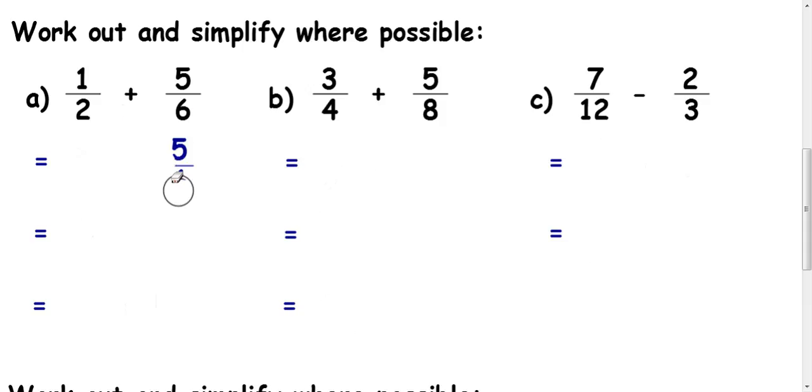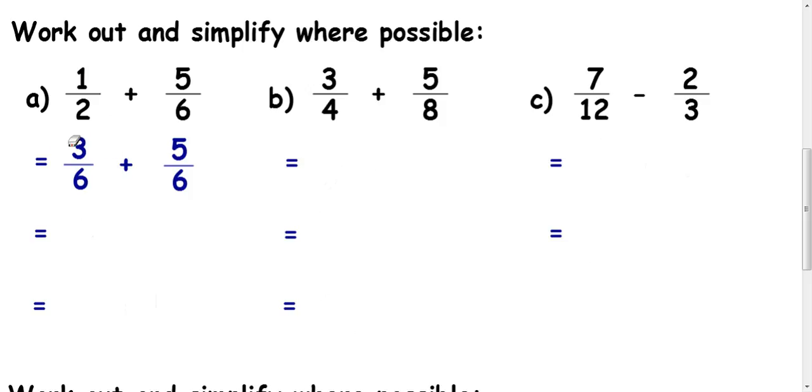So I'm actually going to leave the 5 over 6 alone. I only really need to change the half into sixths. How do I do that? Well, I times 2 by 3 to get my 6 in the bottom, so I must do exactly the same to the top. Let's times it by 3.